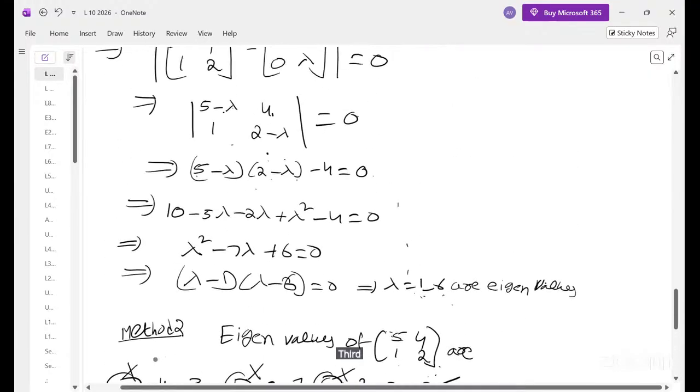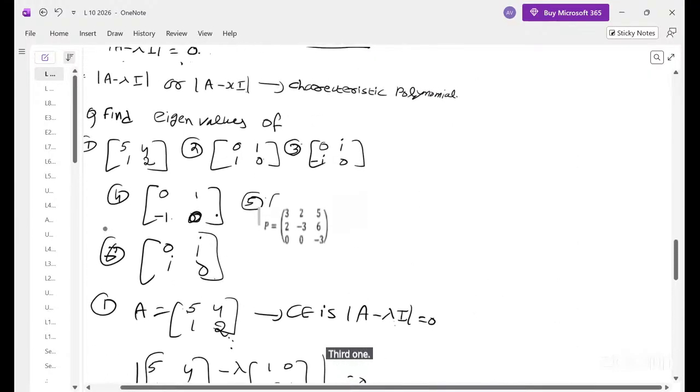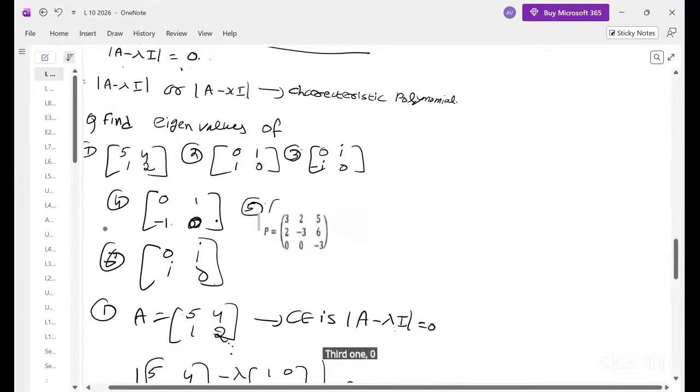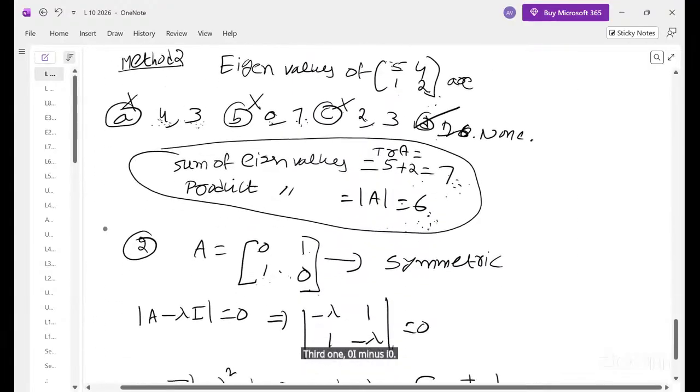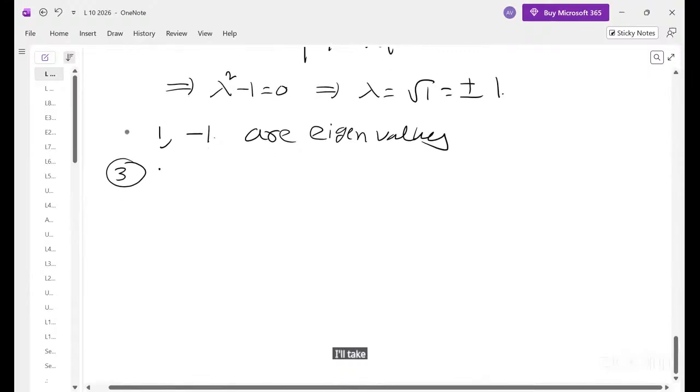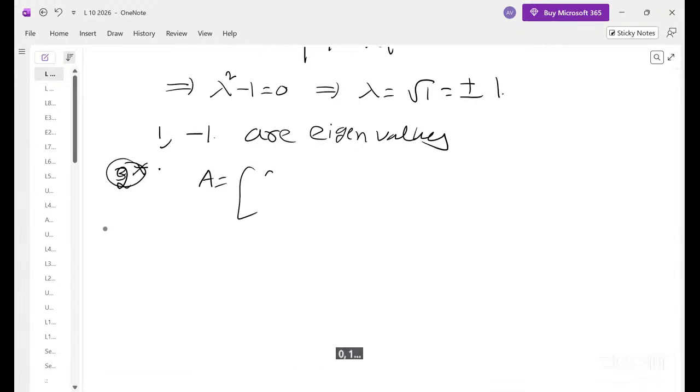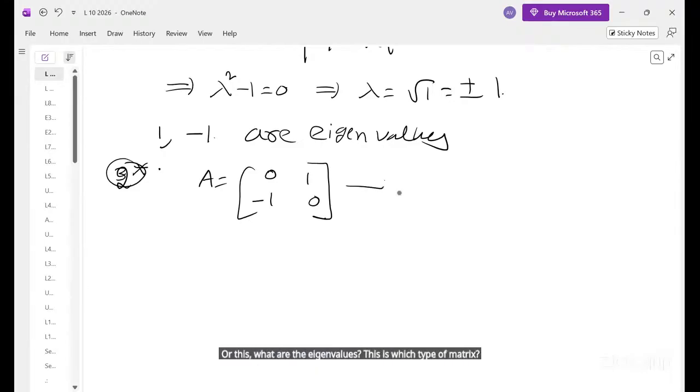Third one. 0, i, minus i, 0. I'll take up one more. 0, 1, minus 1, 0. For this, what are the eigenvalues? This is which type of matrix? Skew symmetric. This is skew symmetric.